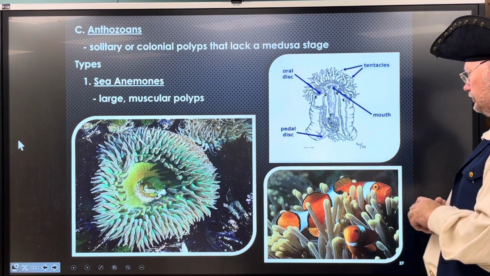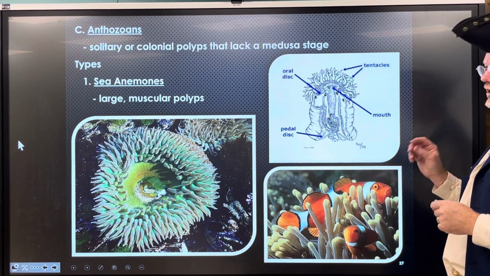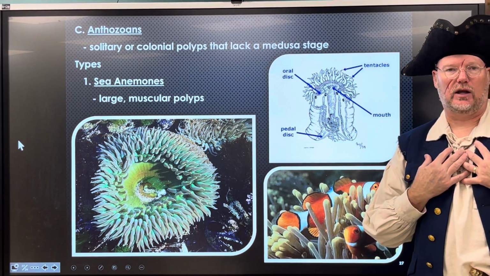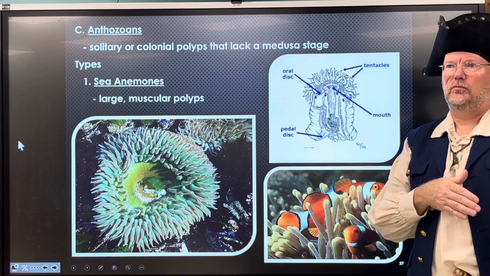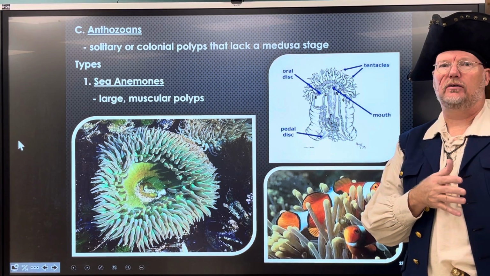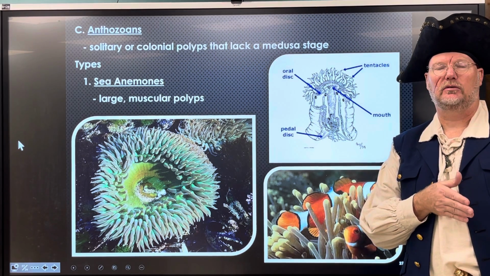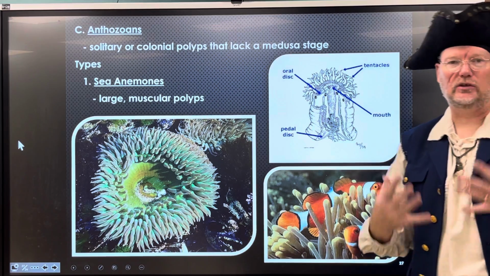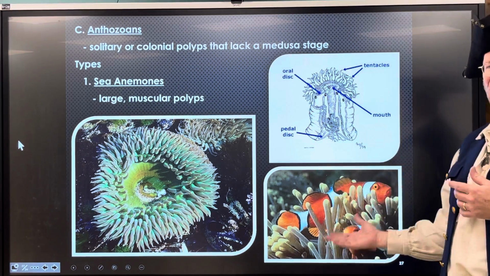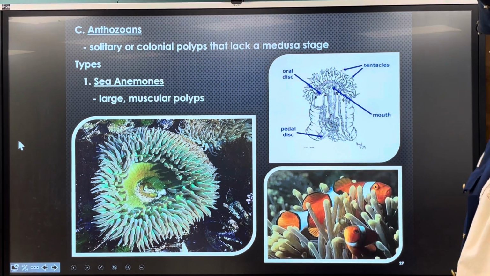And of course, the clownfish have a mucus coating that makes them not be affected by the stinging cells, the nematocysts. So they form a symbiotic relationship with the anemone. They use it as their home, and so it protects them from other fish eating them.